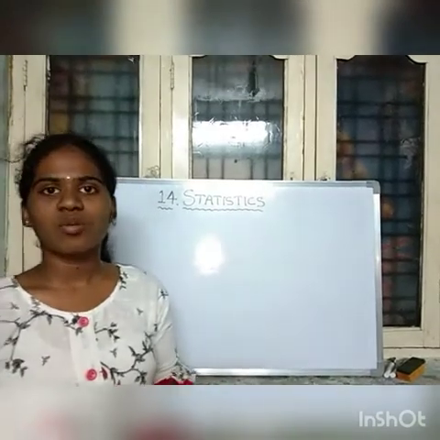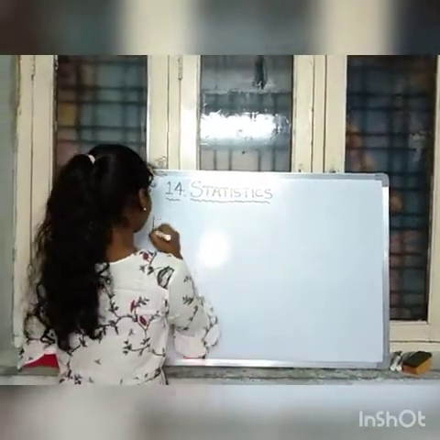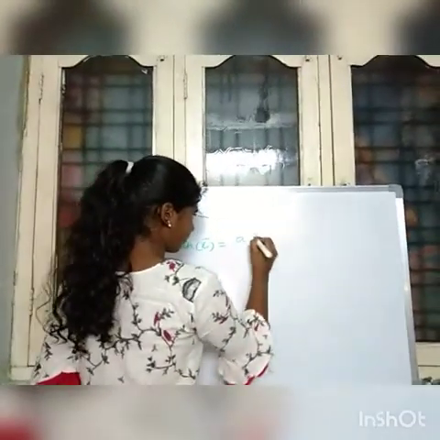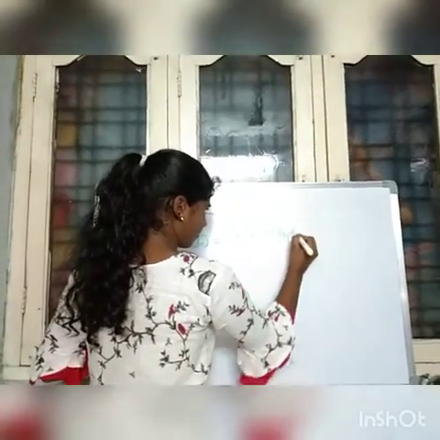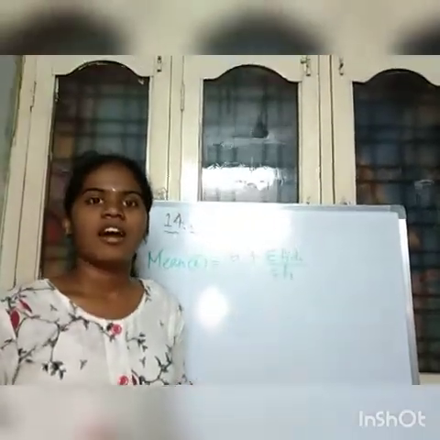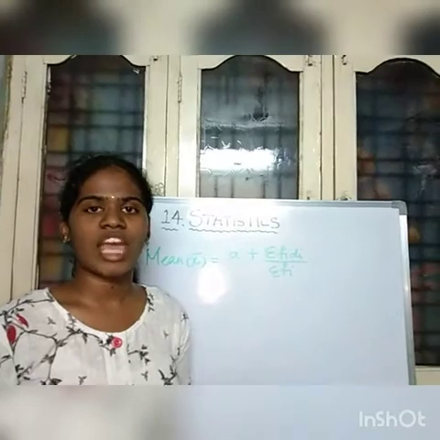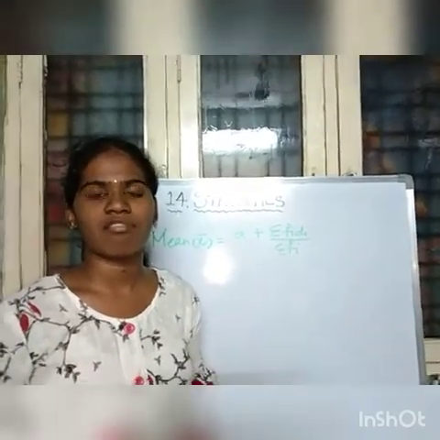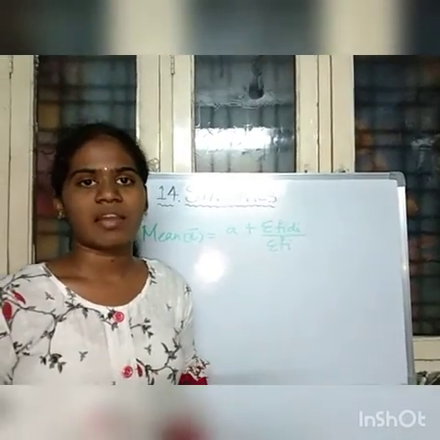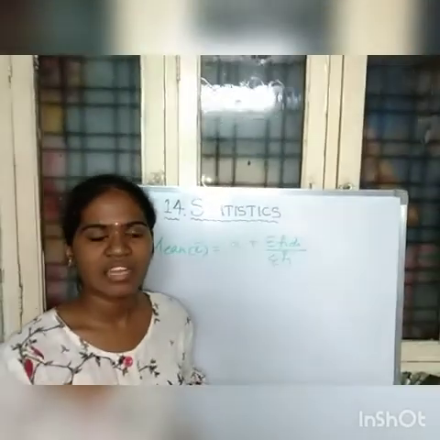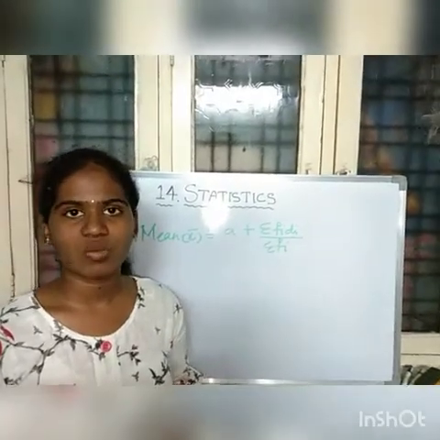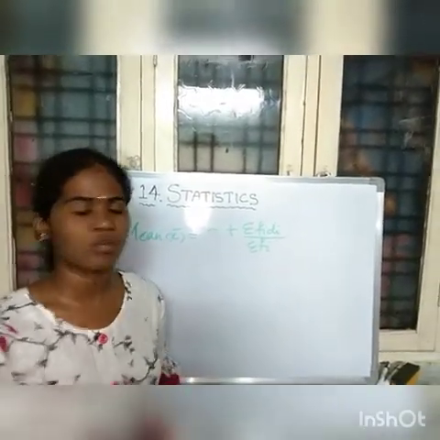The second one is the assumed mean method. Mean x bar is equal to a plus sigma fi di by sigma fi, where a is the assumed mean of the class marks. Then fi is the frequency and di is the class mark minus the assumed mean. Class mark is equal to upper limit plus lower limit by 2.